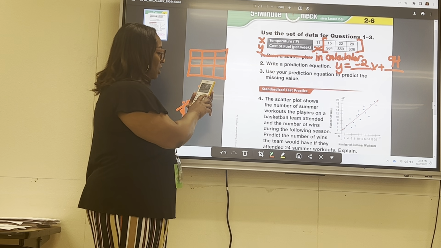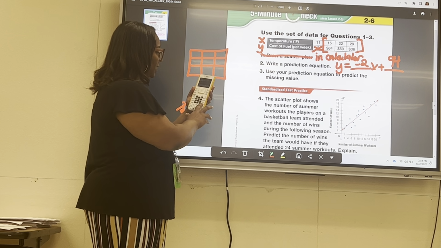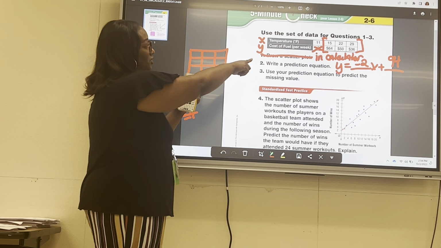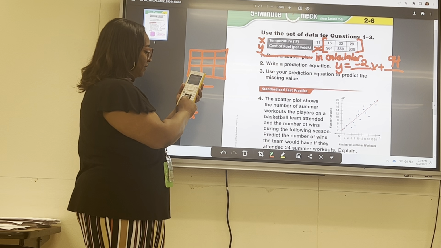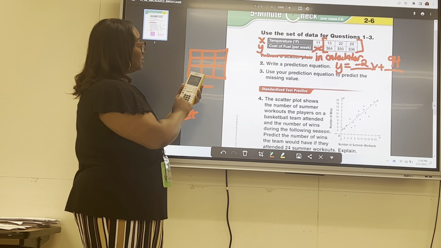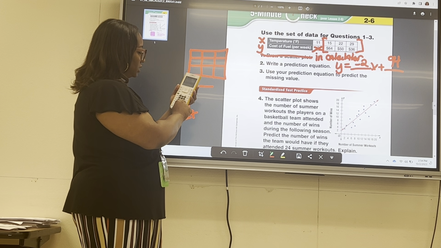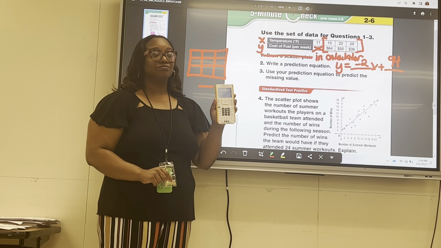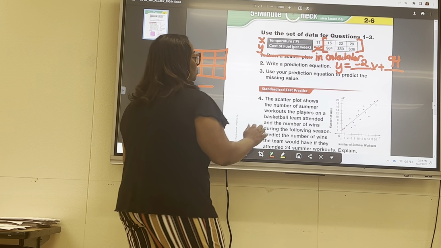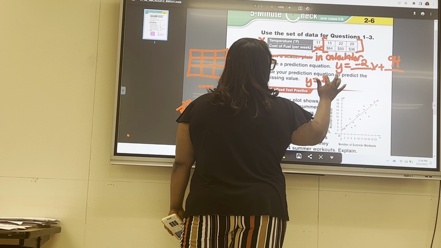So I'm going to go back to my home screen. I'm going to go up to calculate, and I'm actually going to type that and figure out what it's going to be when X is 11. So -2 times 11, and then I'm going to add 94 to that. What do we get for our y value? 72. $72.